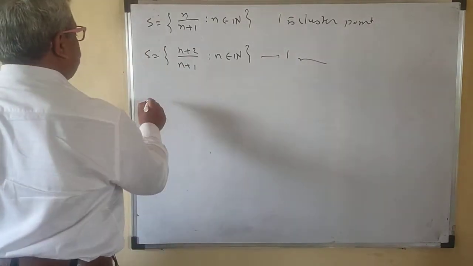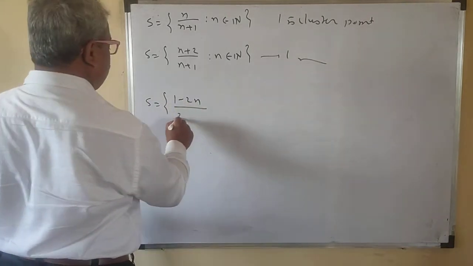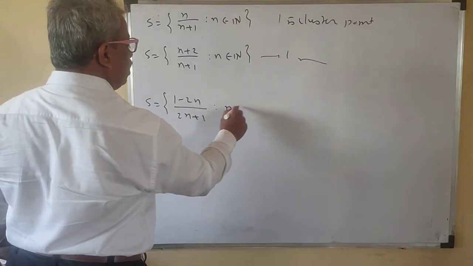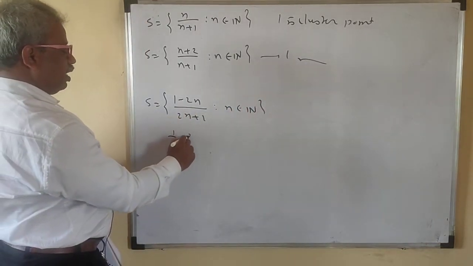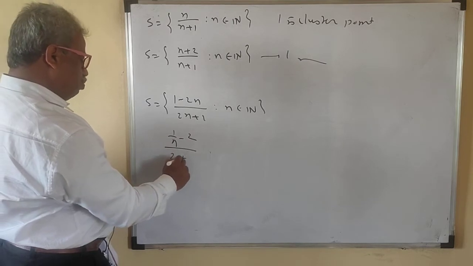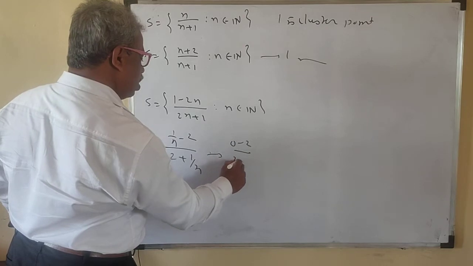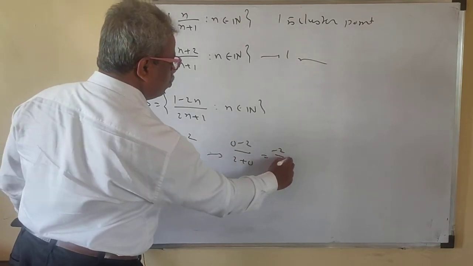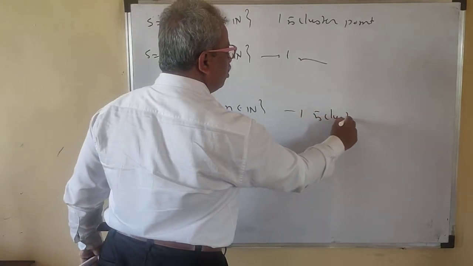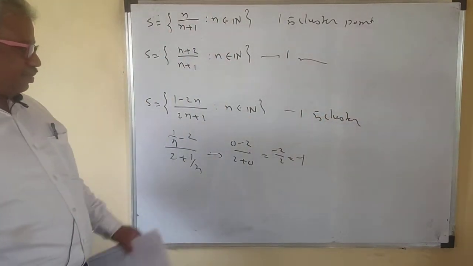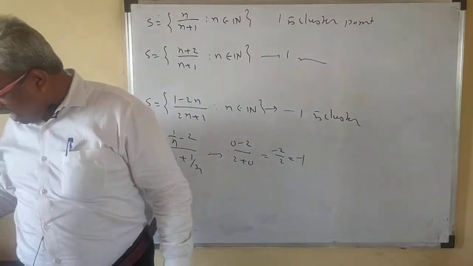Now suppose your S is 1 minus 2n upon 2n plus 1, where n belongs to N. What is this then? 1 upon n minus 2 upon 2 plus 1 upon n. This implies 0 minus 2 upon 2 plus 0, so minus 2 upon 2, which is minus 1. So minus 1 is the cluster point of this.